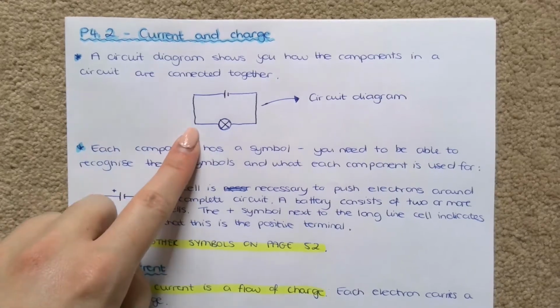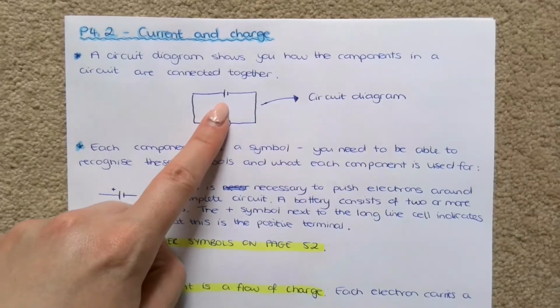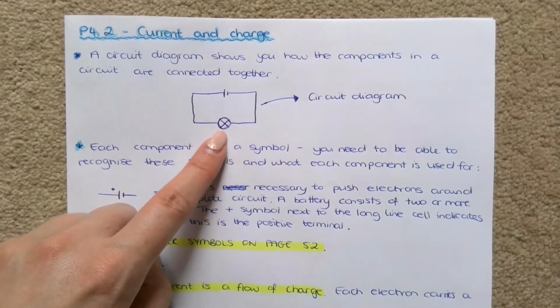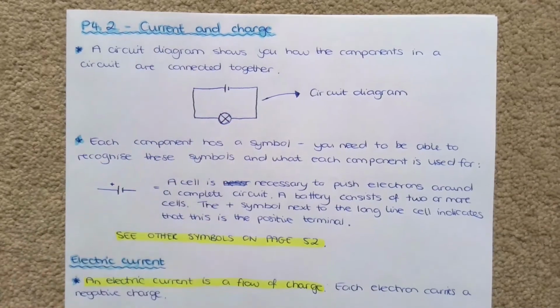This is a very basic circuit diagram. You've probably seen something like this in year 7, and you should know that this is a cell and this is a bulb. So this is a very basic single loop circuit. Each component has a symbol. You need to make sure you remember and recognise these symbols and what each component is used for. So what I'm going to do now is talk through what all the different symbols mean.